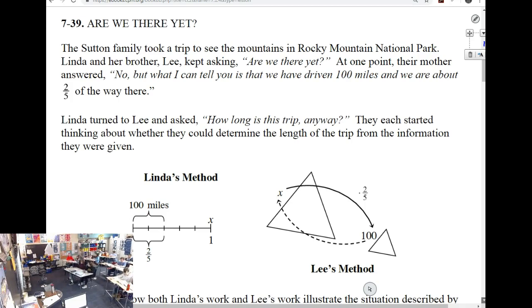So this first one, go ahead and label it on your paper, 7-39. Okay? And for this one, let's get this first one going, and then you should be able to go on your own from there. Aiden, do you want to read this first question next?